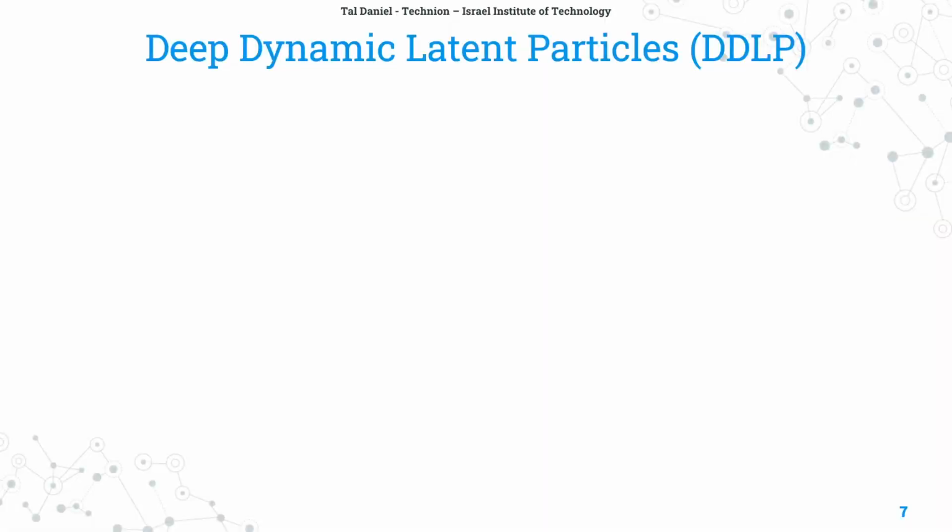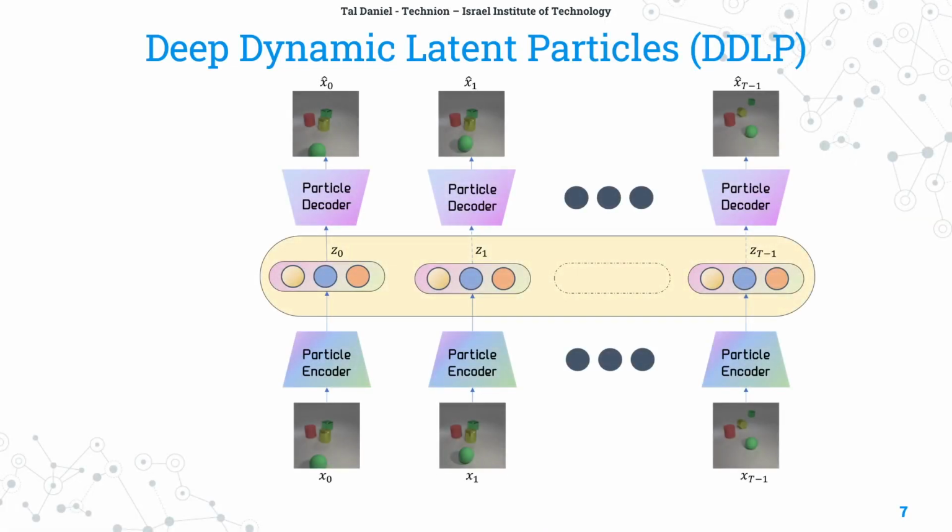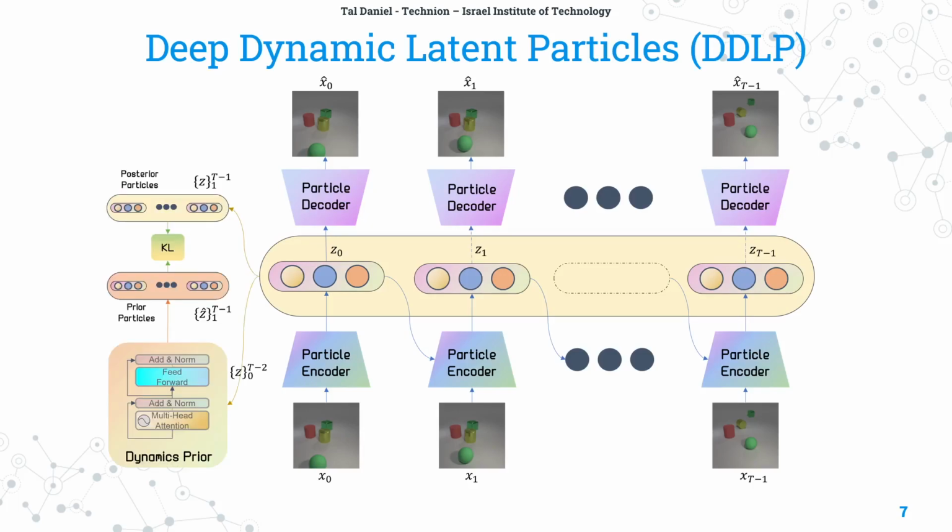The general architecture of DDLP is illustrated as follows. First, for each frame we extract its latent particles. In order to account for alignment between frames, we track the particles over time using an iterative encoding scheme. To model the latent dynamics, we design PINT, Particle Interaction Transformer, which serves as a stochastic prior for the posterior particles.